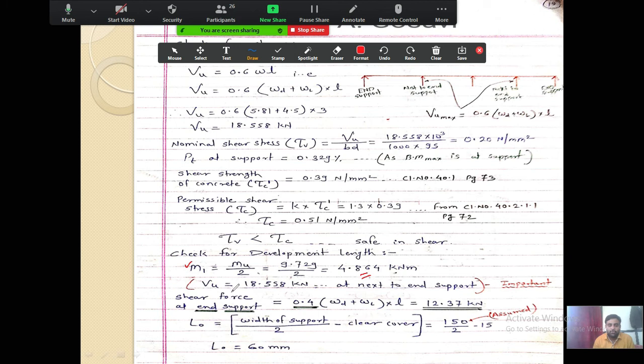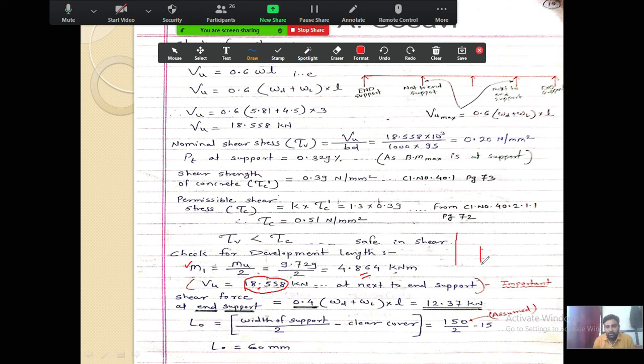Then Vu. Vu is the value of shear force. This shear force value is 18.58. But don't take this shear force value in the calculation of development length. In the calculation of development length, don't take this value. What will development length be? Development length is always at the end.